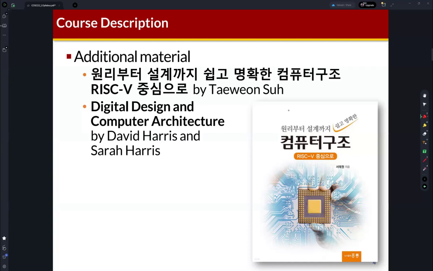So if you want to read the computer architecture textbook in Korean, then you can purchase this book. Also, I used this book, Digital Design and Computer Architecture, for the digital logic design course. But this book also includes some computer architecture topics. So if you are interested, then you can read the computer architecture topics in this book. So these are additional materials. If you are interested, then you can read these books.